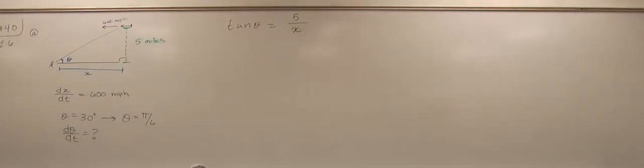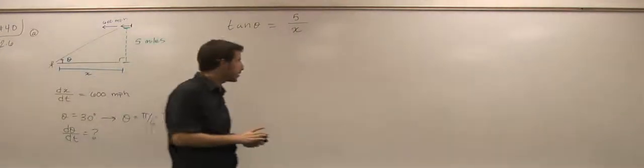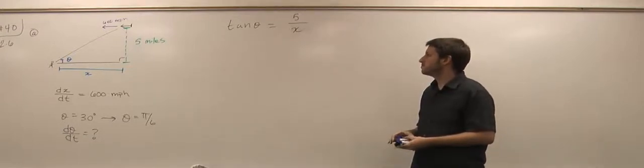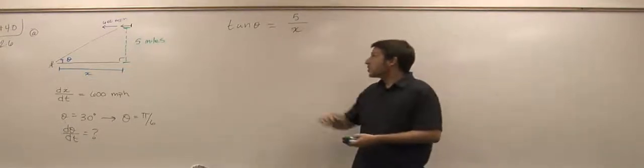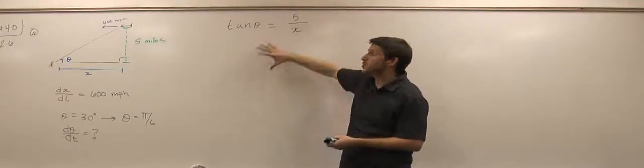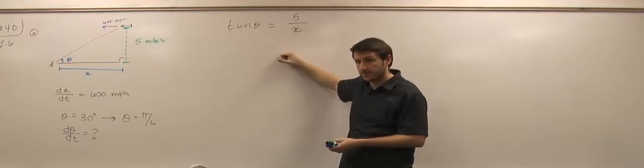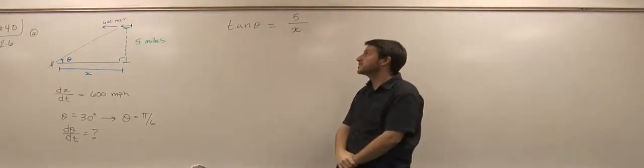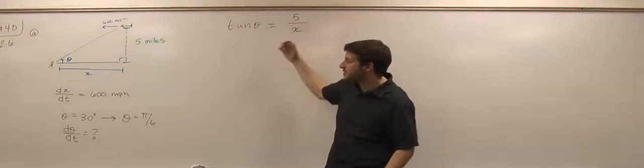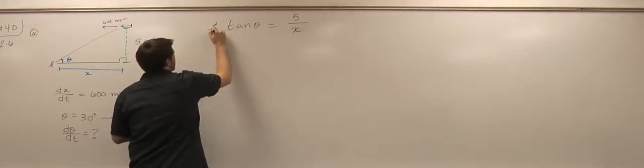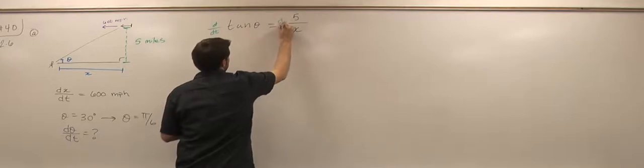So do we search for x first before we keep going, or do you want to keep it as a variable? You could go either way. The way we set it up, you are going to have to find x eventually. But when you do the derivative, you want to keep it as a variable. So let's go ahead and do the derivative first, and then we can come back and solve for x later. So because I'm looking for d theta dt, I'm going to put in a d/dt on both sides.